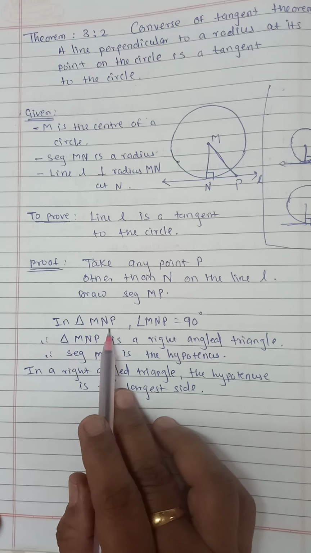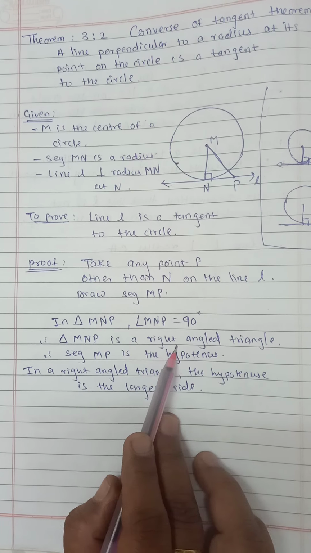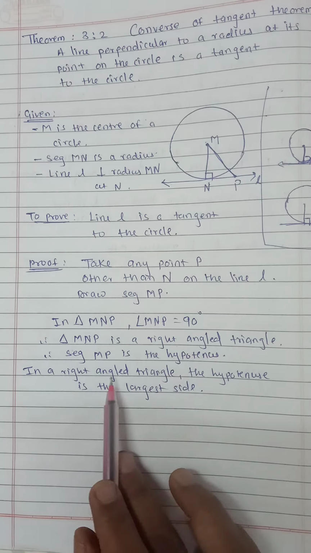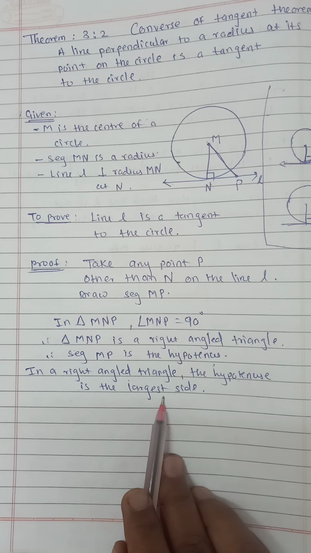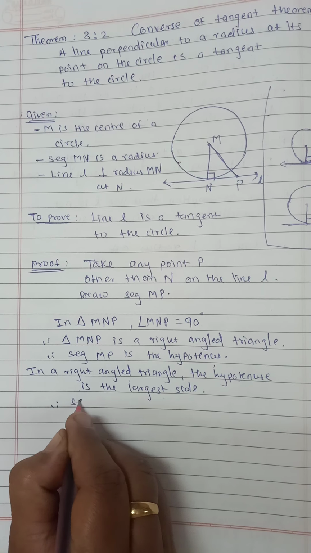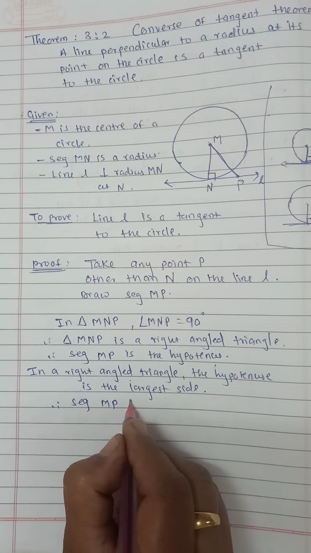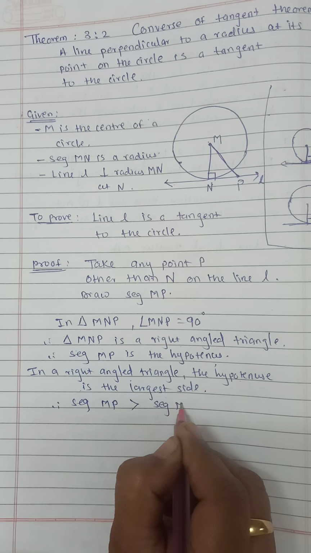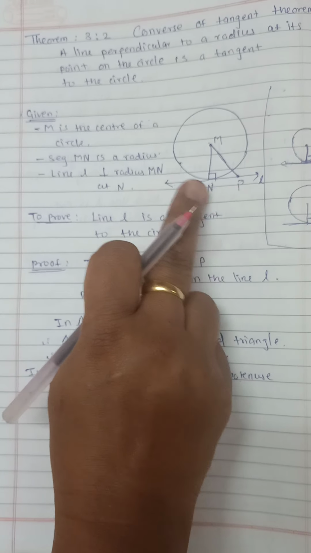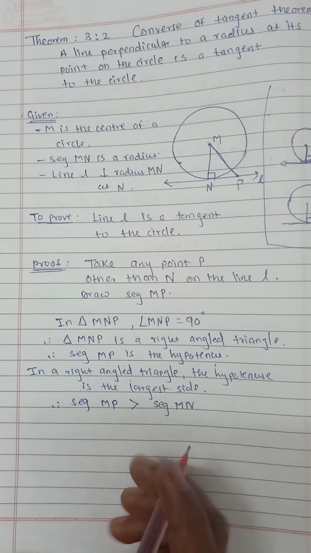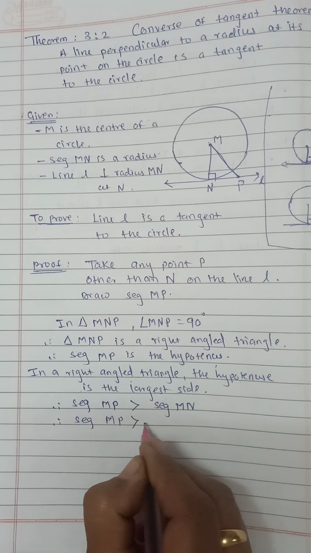Okay, so in triangle MNP, angle MNP is 90 degrees, so triangle MNP is a right angle triangle, and MP is the hypotenuse. So now we know that in a right angle triangle, the hypotenuse is the largest side. Therefore, seg MP is the hypotenuse which is larger than seg MN, any side of that triangle. So this hypotenuse is greater than MN. That is, seg MP is greater than the radius.